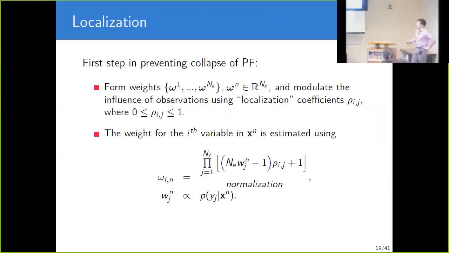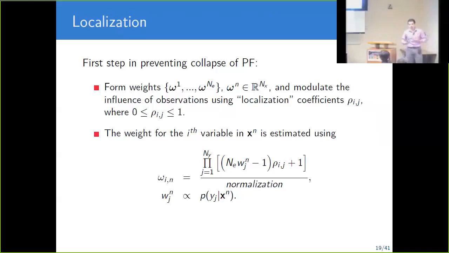All right, the first step in actually preventing that collapse is to apply localization. This goes back to these omegas, which I showed earlier for performing that update. The omegas are the same size as your state vector, and they're designed to modulate the influence of observations using localization. Localization comes into these weight calculations as these rhos, and each of these rhos is some value between 0 and 1 that reduces the marginal update of a state variable in your system based on this factor rho, depending on how far away it is from observations. For this equation right here, if rho is 1 everywhere, then these 1s cancel, and this equation gives you back the standard bootstrap particle filter.